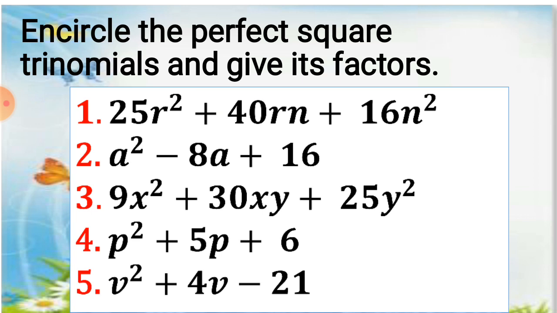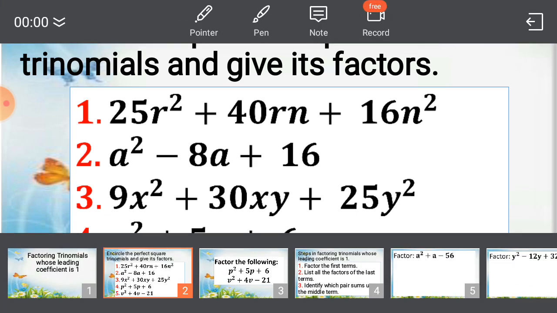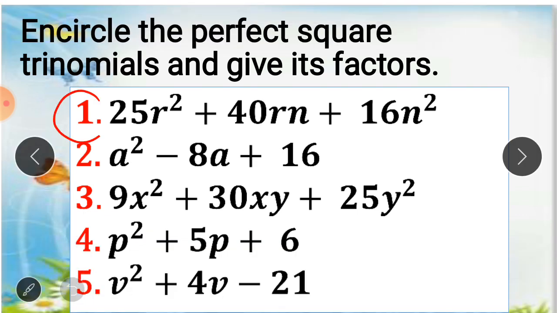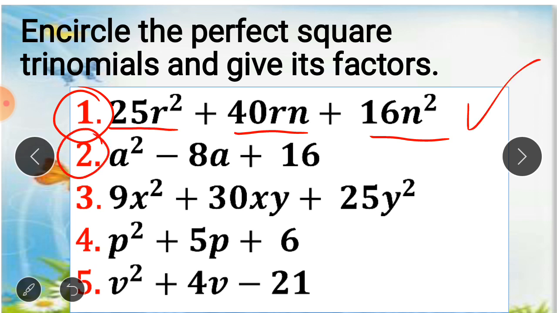So for number 1, yes, this is a perfect square trinomial. The square root of 25r squared is 5r. The square root of 16n squared is 4n. 5r times 4n equals 20rn, times 2, that will be 40rn. So check. Number 2 is also a perfect square trinomial, and same with number 3.